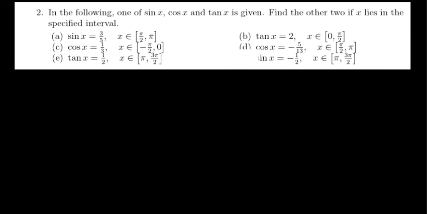Okay, so continue and look at question 2. So we've looked at the very basics of trigonometry. We looked at graphs, we looked at the special triangles. So we'll apply the same concepts. I believe we've also looked at the issue of us finding the difference angles. Okay, so in the following, one of sine x, cosine x, tan x is given, and then we need to find the other two if x lies in the specified interval.